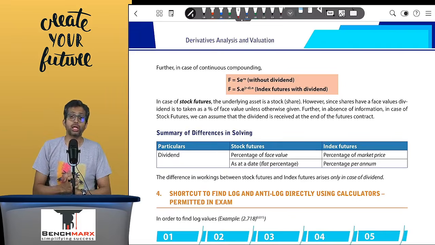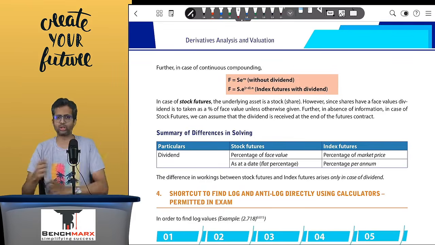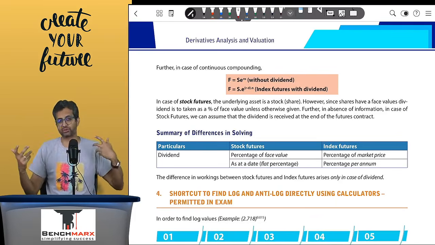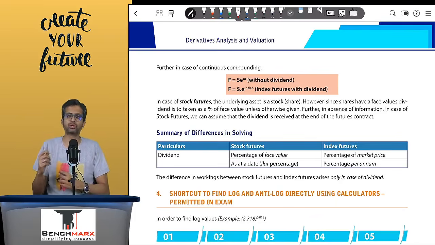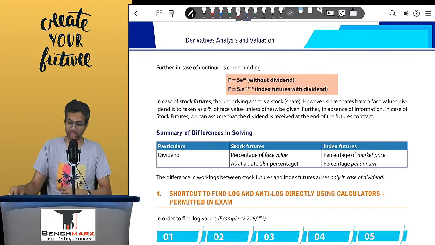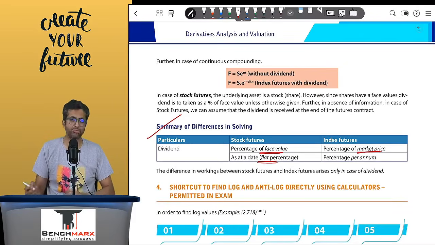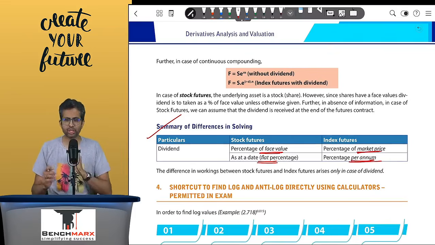Similarly, stock future usually gives dividend as on a date, because the stock gives dividend on a particular date, but when you have a basket of 50 stocks, they can give you dividends at different points of time. Hence, usually an index future dividend percentage is a percentage per annum number. So the summary of differences between stock and index future: stock future is a percentage of face value, index future is usually a percentage of market price. Stock future is usually a flat percent, as on a date, whereas index future is a percentage per annum, and hence your working slightly differs.